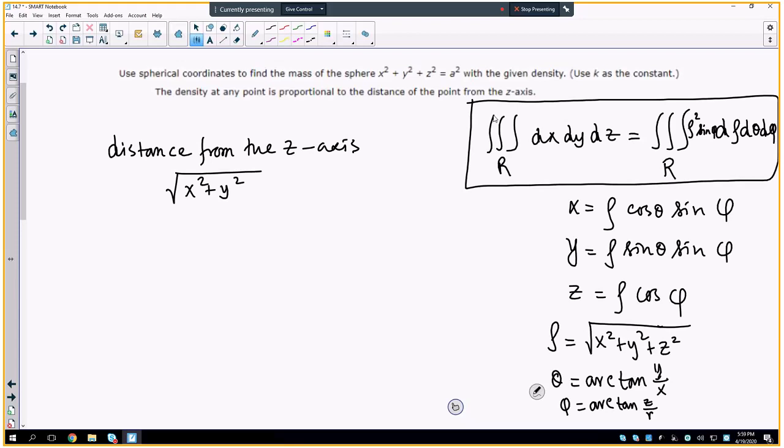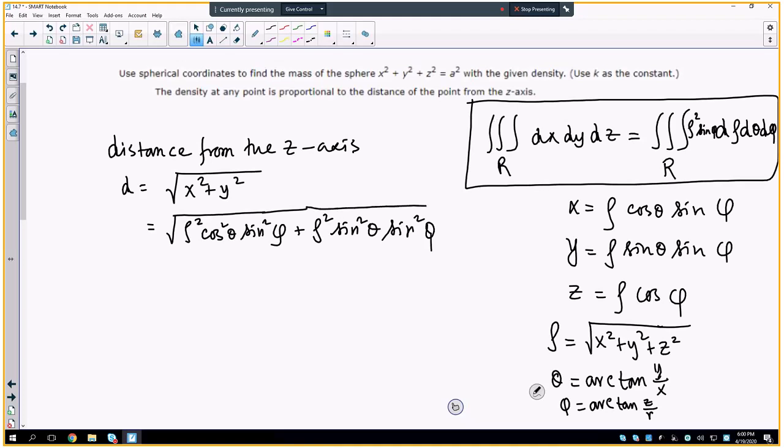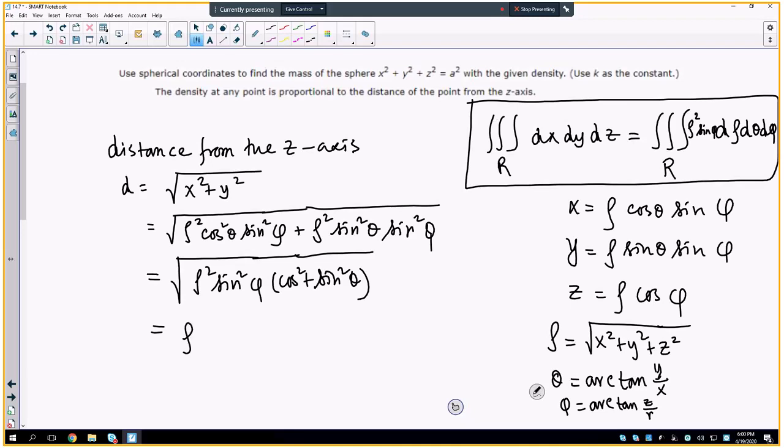So now think about the square root of x squared plus y squared, the distance from the z-axis. It will become the square root of rho squared cosine squared theta times sine squared phi plus rho squared sine squared theta times sine squared phi. You can factor out the rho squared sine squared phi, and that will become rho squared sine squared phi times cosine squared theta plus sine squared theta. So that is 1, and I will go ahead and say that this is rho sine of phi.